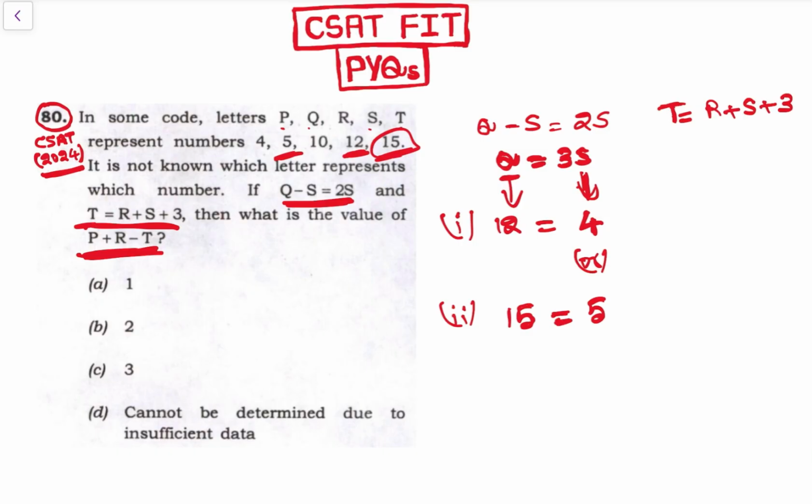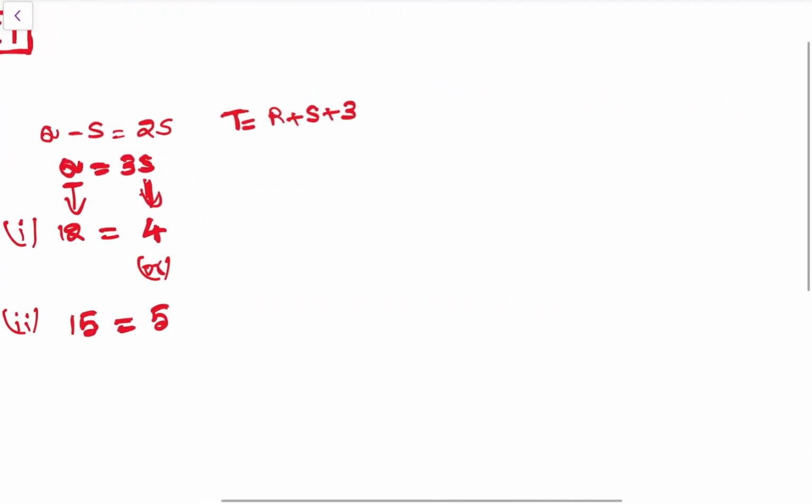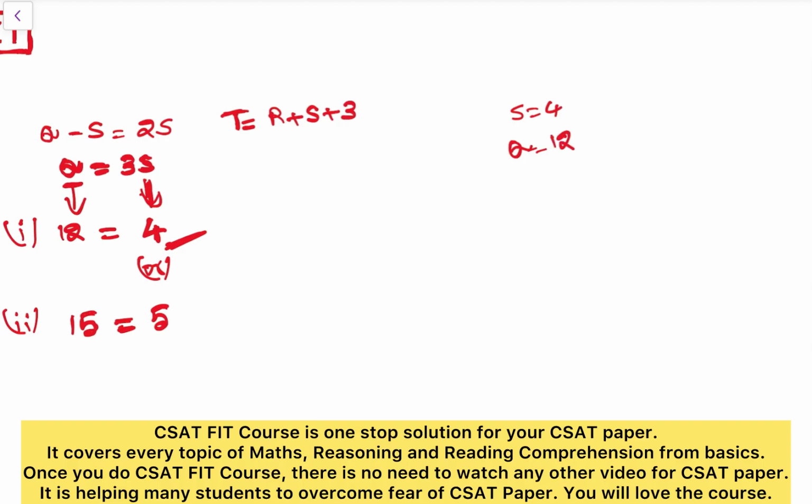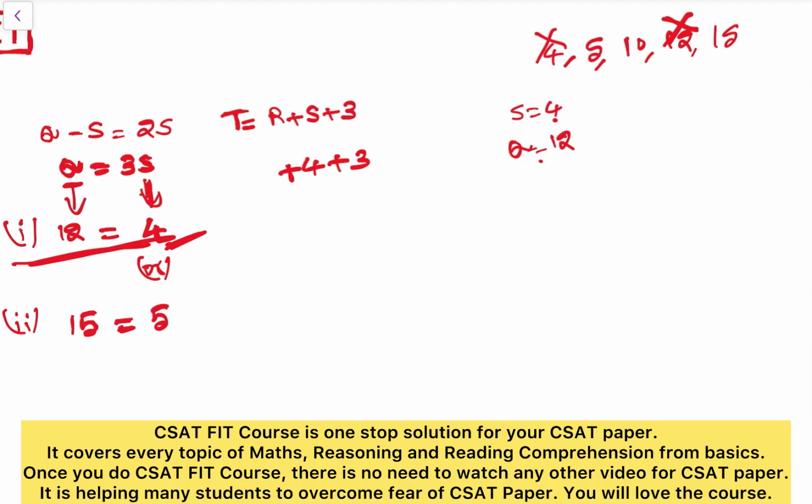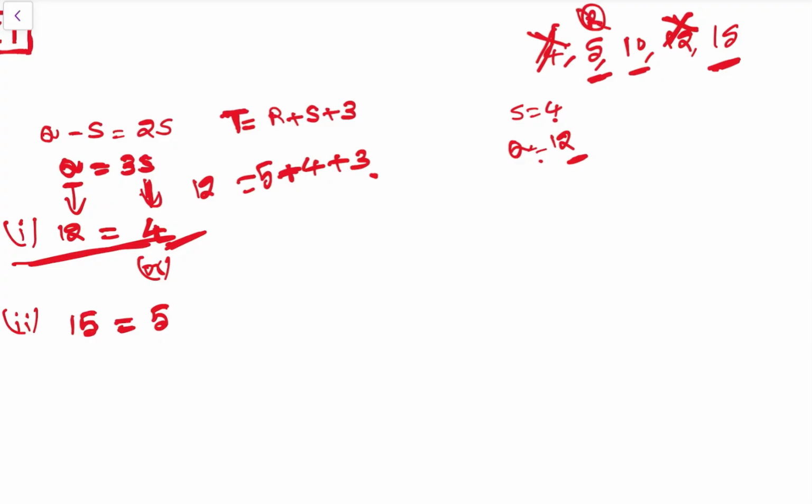Now let's put this in the situation. Let's take the first case where S is 4 and Q is 12. The numbers are 4, 5, 10, 12, 15. We need the values of R and T. R can be 5, 10 or 15, and T is more than R. Let's take R as 5 first. Then T would be 5 plus 4, 9, plus 3 is 12. However, 12 is the value of Q, so R is not 5.